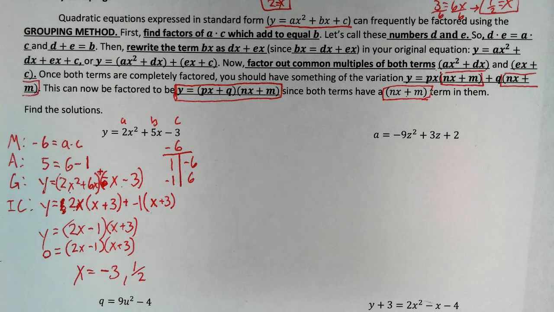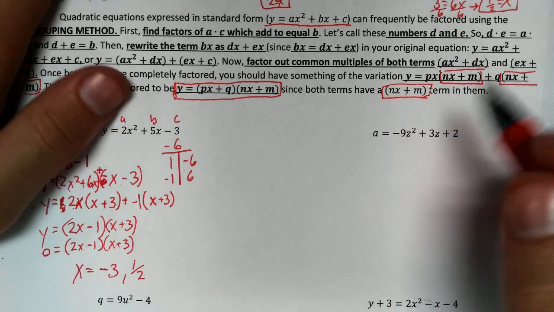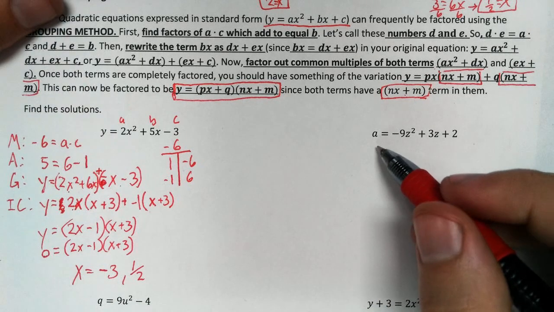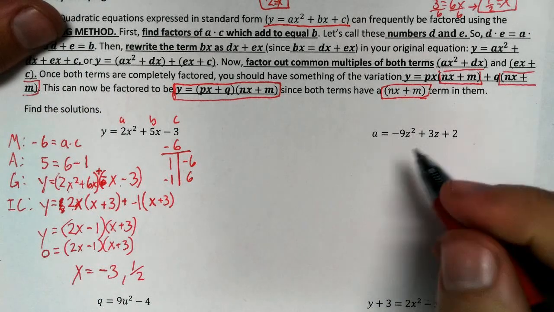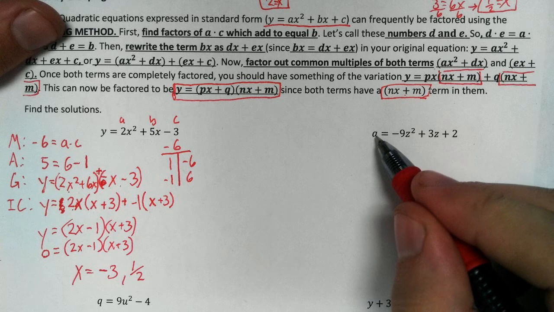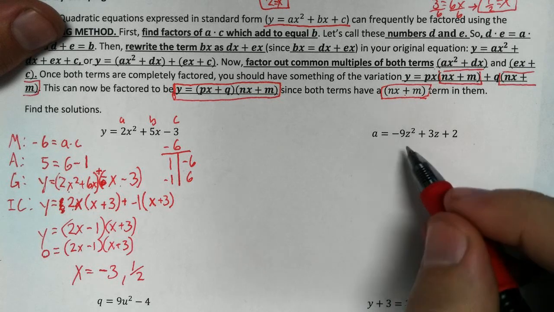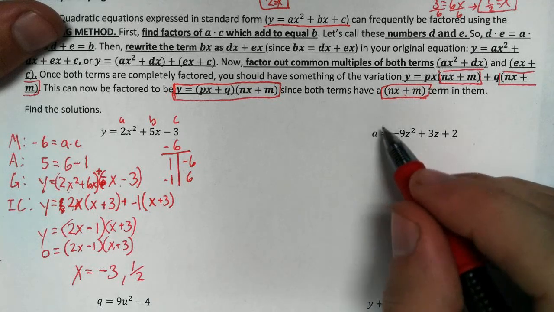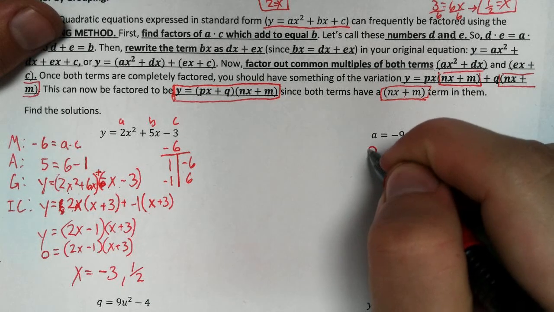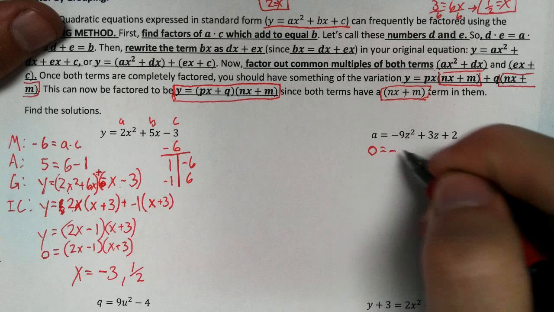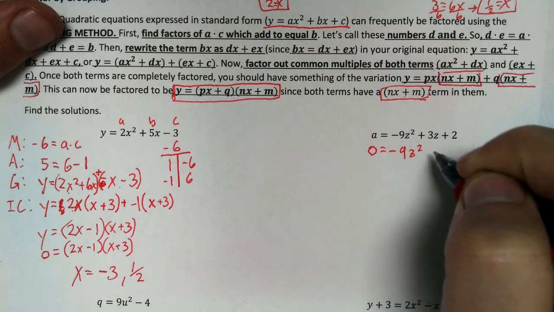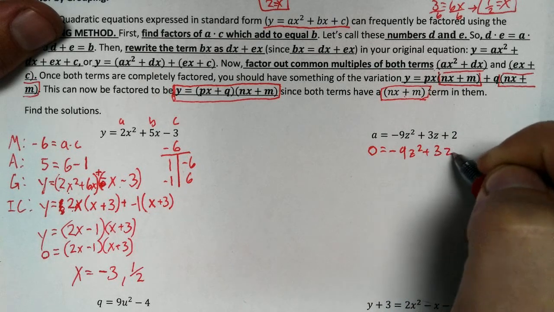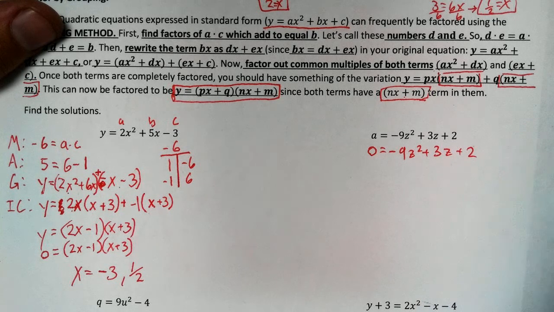Shaboom. Next one. Okay? So, we're going to factor by grouping again. Now realize this is kind of like our y. I know it's a and z, but think about it. What's the input here? What's the output? That's our output. Right? So we have 0 equals that. Minus 9z squared plus 3z plus 2.